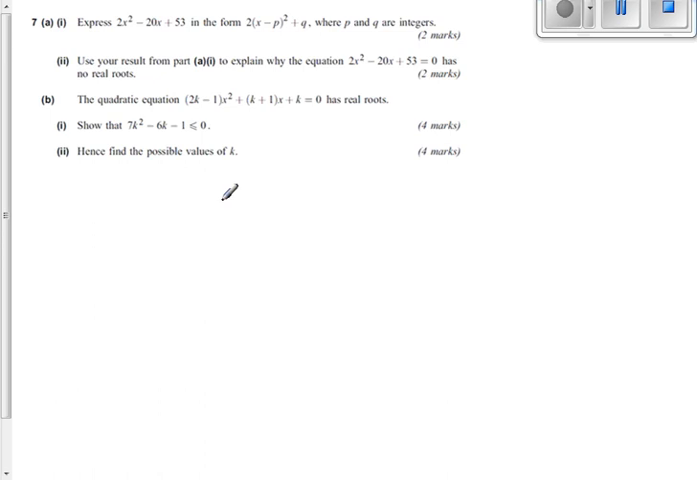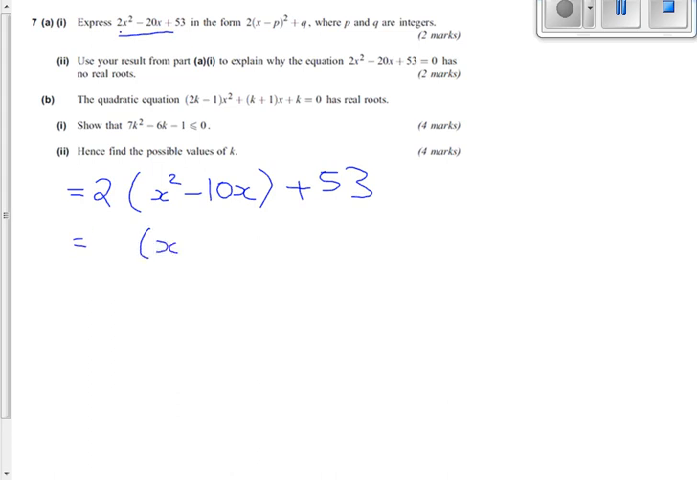Question 7 asks us to complete the square, and so completing the square with a 2 in it, we haven't had one of those for a while. Lots of the earlier exam papers just had x squareds, but if you've got a 2 there first, then we've got to take out the factor of the 2.